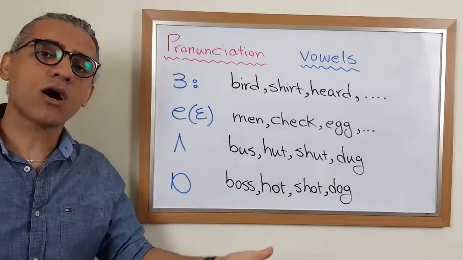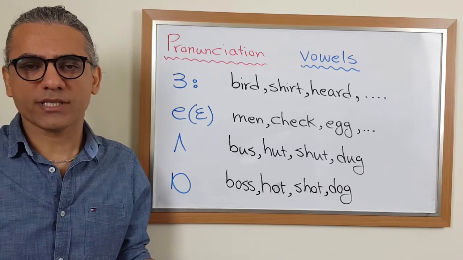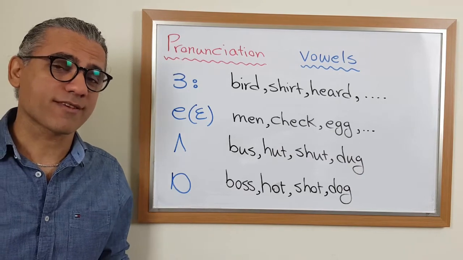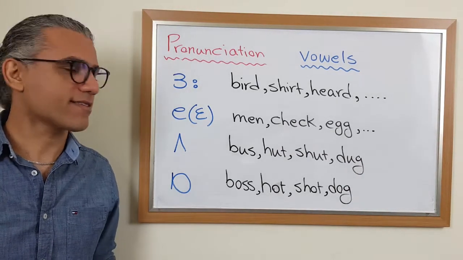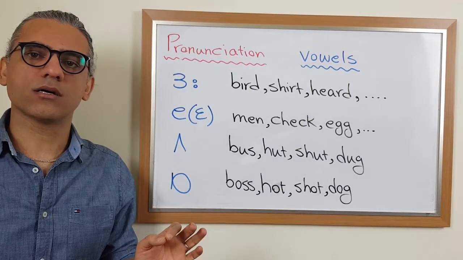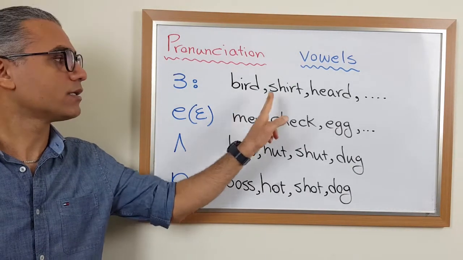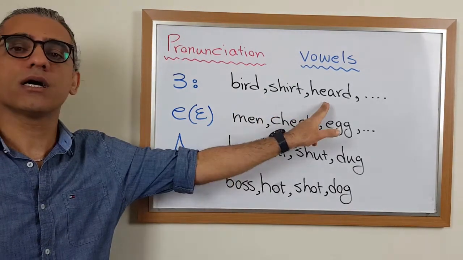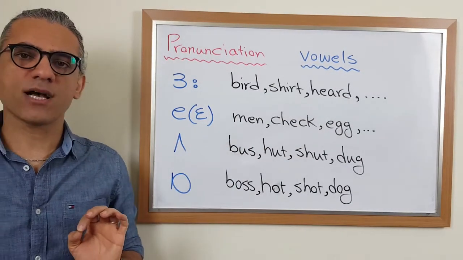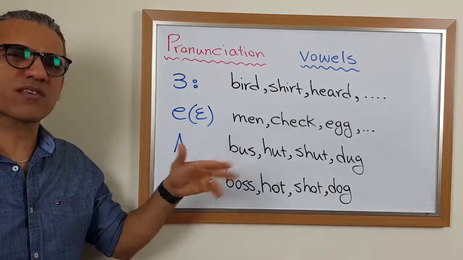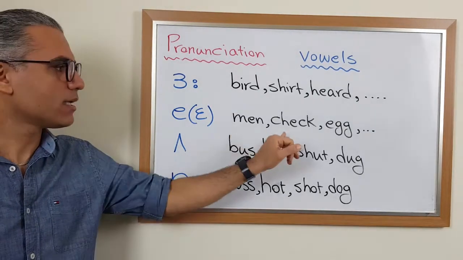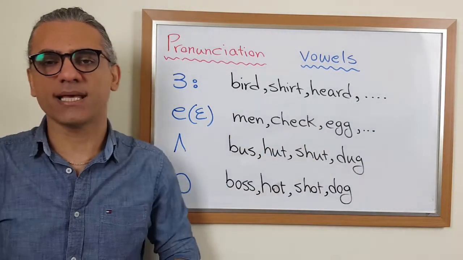Okay, the next four sounds are these. The first one is a long schwa. Actually, we don't call it a long schwa, but it is schwa, the long version. And remember, it could be stressed, so it is not like the schwa itself. This is pronounced just like schwa, but longer, for example, bird, shirt, heard, and so on. The next one is a short vowel. It is pronounced e, and sometimes in some dictionaries they show it like this. It is pronounced e, like men, check, egg, hen, and so on.